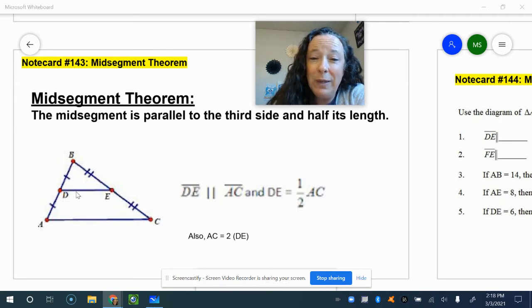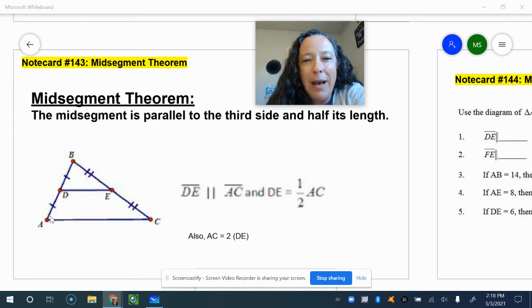Also, there's a special relationship. If it's parallel, you know that these corresponding angles are congruent. We're going to keep that in mind when we do some examples in a little bit. Also, this midsegment is exactly half the length of the third side. You need to know that.